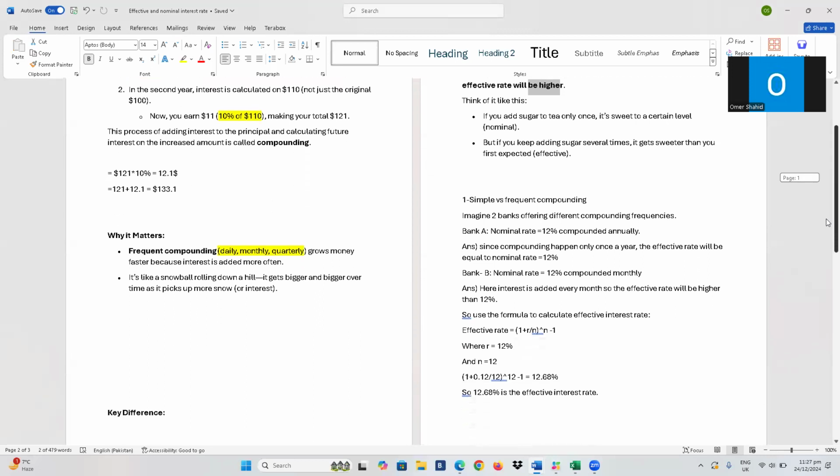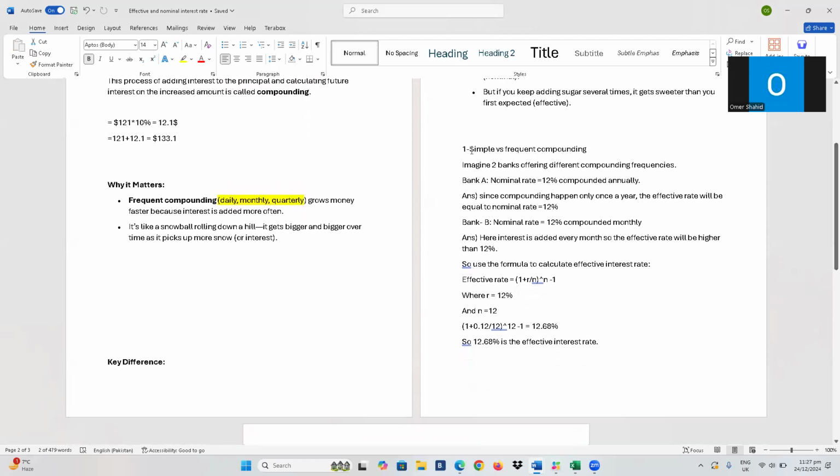Okay, so for example, we will talk about this one. Number one, let's talk about a number one example: simple versus frequent compounding. Imagine two banks offering different compounding frequencies. Bank A's nominal rate is 12% compounded annually.